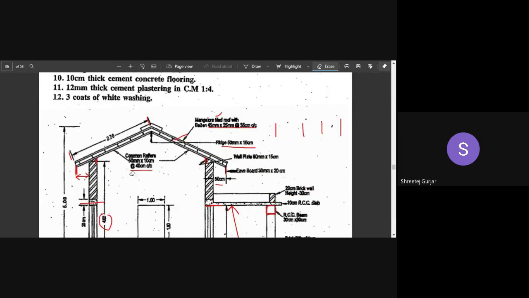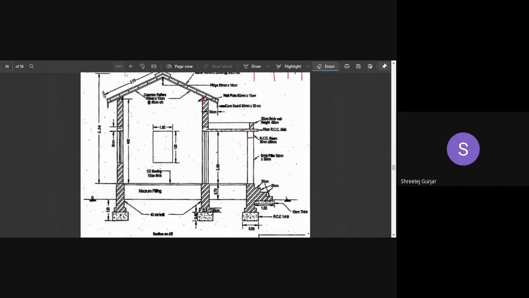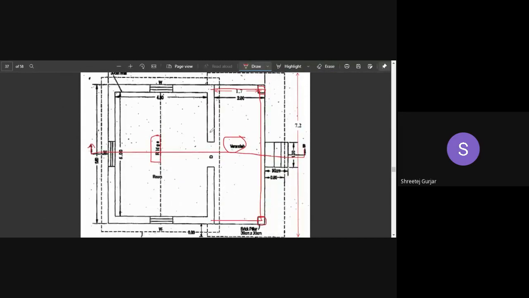So if you have any doubts regarding any of the section or any of the parts in the section, you can let me know, or else we will move on to the calculation part. Okay. So I hope your plan and section are clear. If you have a clear idea, it will be easy for you to calculate all the things.